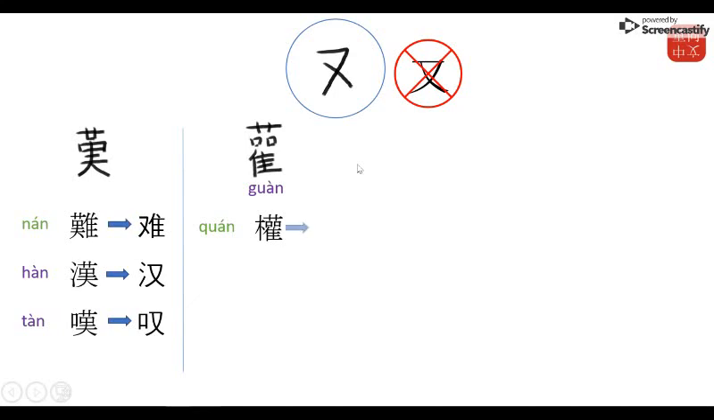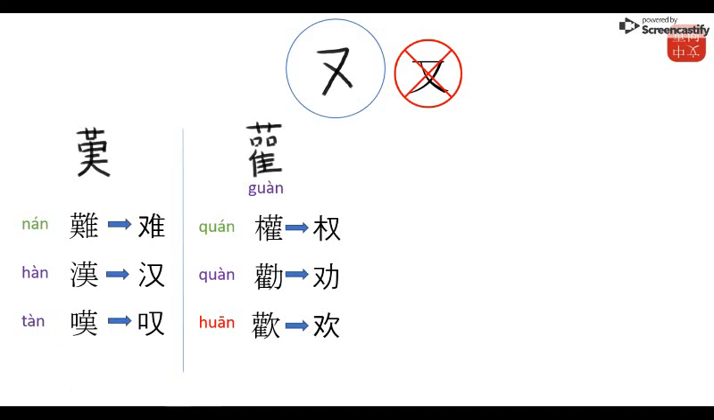So we have quan, like rights, or to give advice, and huan, like huan ying, welcome, or xi huan. So it's important to note several things at this point.